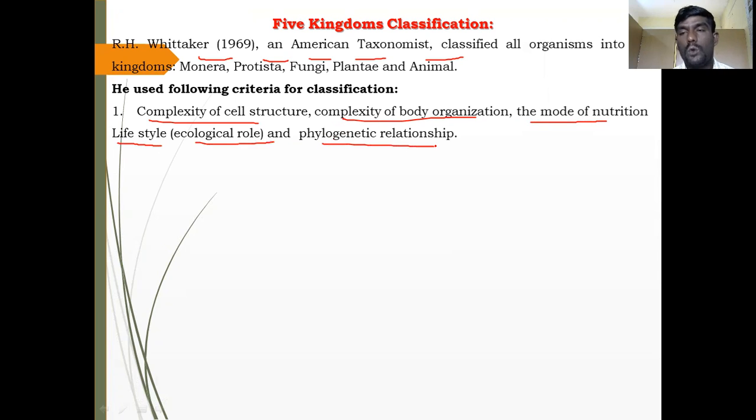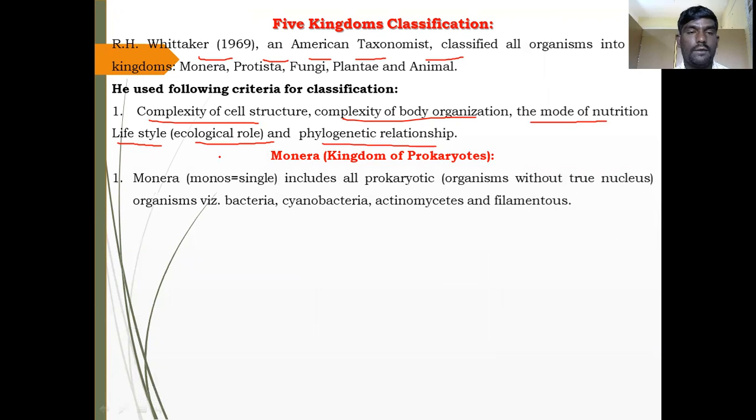If you are interested in classifying any organism in the five kingdom system, it is necessary to study its cell structure, body organization, mode of nutrition, life cycle, ecological role, and lastly the phylogenetic relationship. After studying all these aspects, you can easily classify your organism and place it in the five kingdom system of classification. So let us start the study of the five kingdom system of classification.